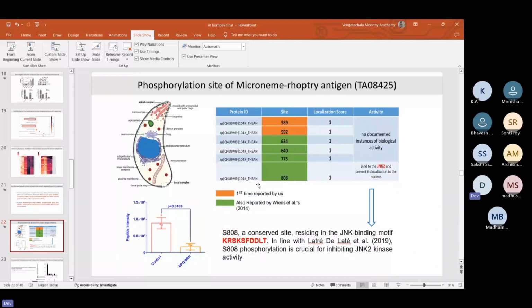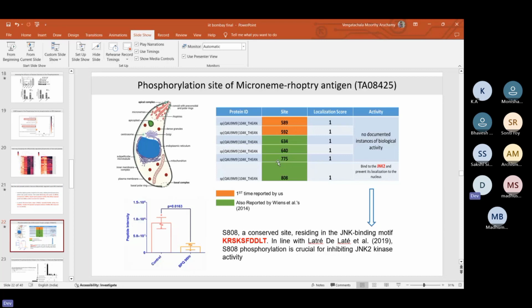two sites are being reported for the first time by us, and there is one paper by Wins et al. in 2014, where we have also found some similar sites as compared to their data. So this orange one are unique to our data, and this green are shared between our data and others' data.